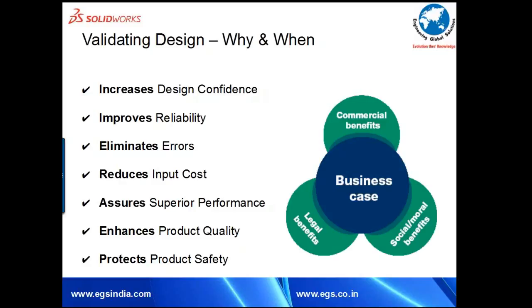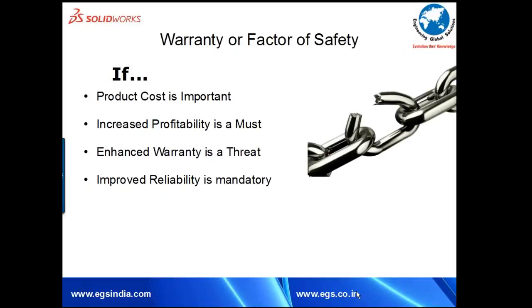The 1960s and the 70s are the period in which we saw people talk about warranty and migrating away from factor of safety. A lot of times we have seen man went to the moon. Man went to the moon on the basis of a reliable design, a design which cannot fail, because failure was really not an option.